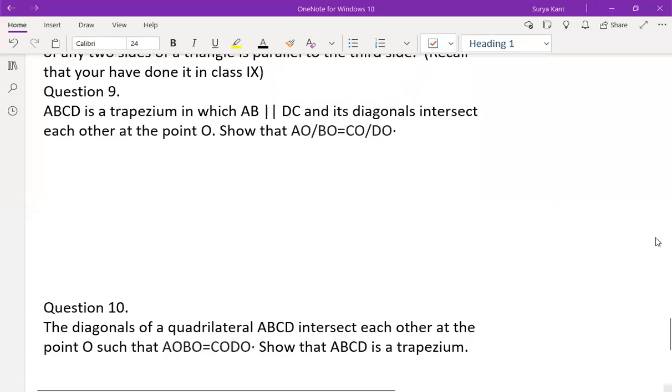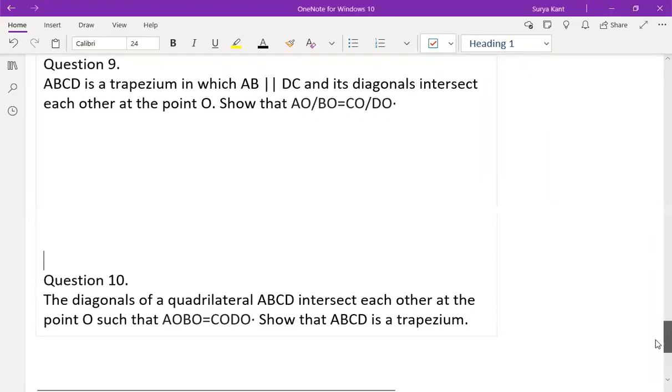Fine. So you can see question number 9 of exercise 6.2. We're just doing the triangles part. Okay, children, this is exercise 6.2, question number 9, on our screen. Just try once, all of you, how to do this question.